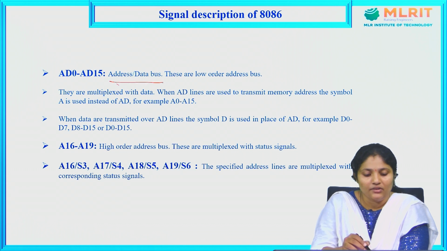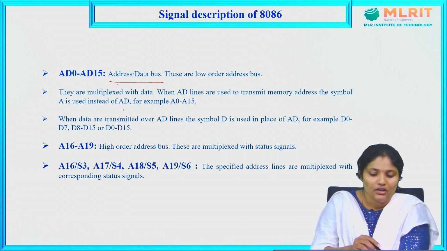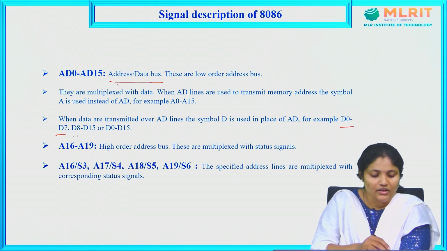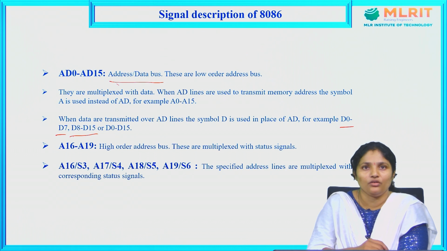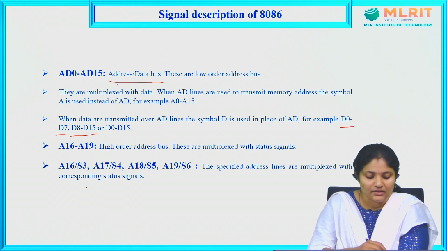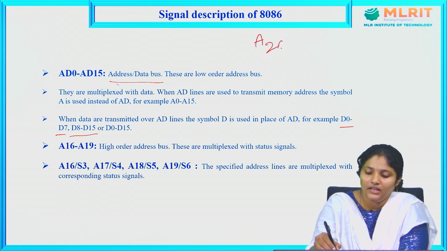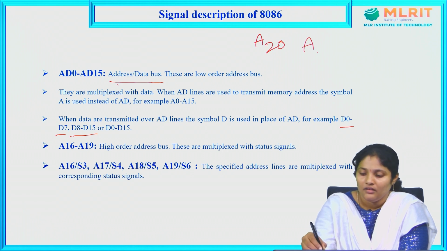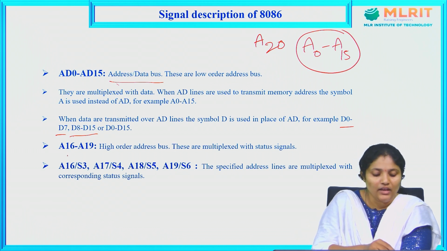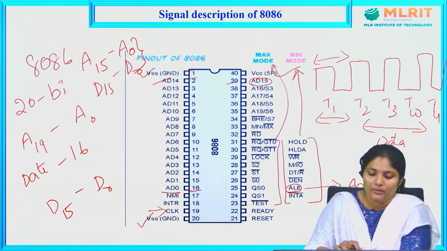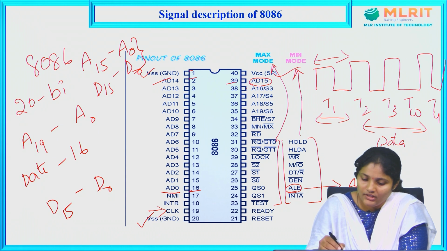These address and data lines are time multiplexed; they carry the lower order address bytes, and D0 to D7 and D8 to D15, that is D0 to D15, are the data lines. Coming to the remaining address lines, out of the 20 address lines we know A0 to A15. The remaining A16 to A19 are available from pin 38 to pin 35.